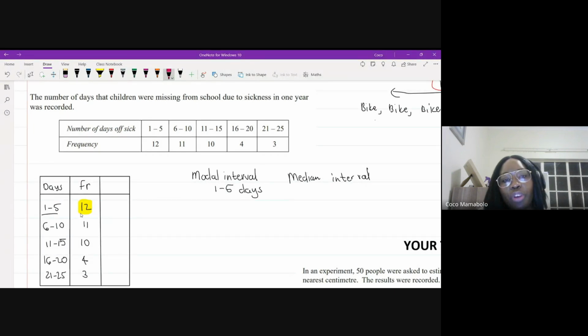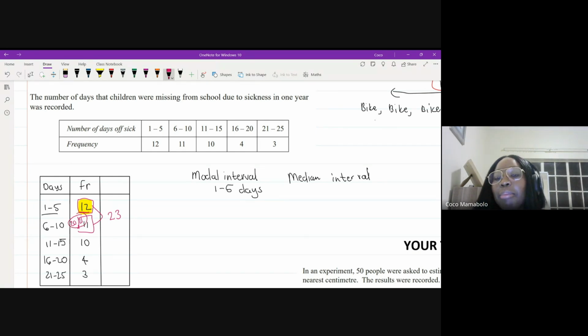All right. So the first 12 kids would be 1 to 5. If I add these 11, how many kids is this already? That is 23 kids, right? If I add 12 and 11, we are at 23 kids, but we're looking for the kid in the 20th and the 21st position, which means they must be here. The 20th and the 21st kid must be in this interval over here.